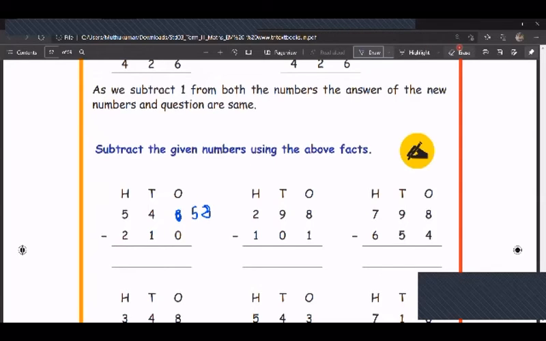Wait, children, I will erase and show you. So 539 minus 208. 9 minus 8 is 1, 3 minus 0 is 3, 5 minus 2 is 3. So the answer is 331.